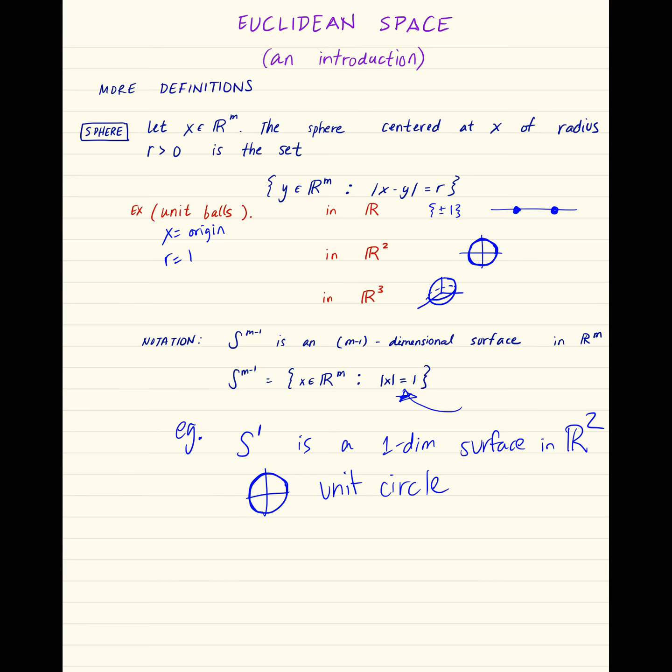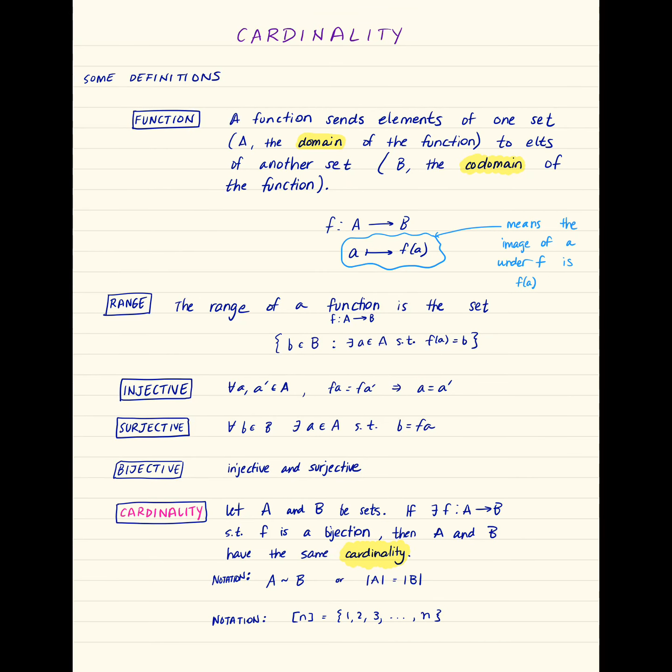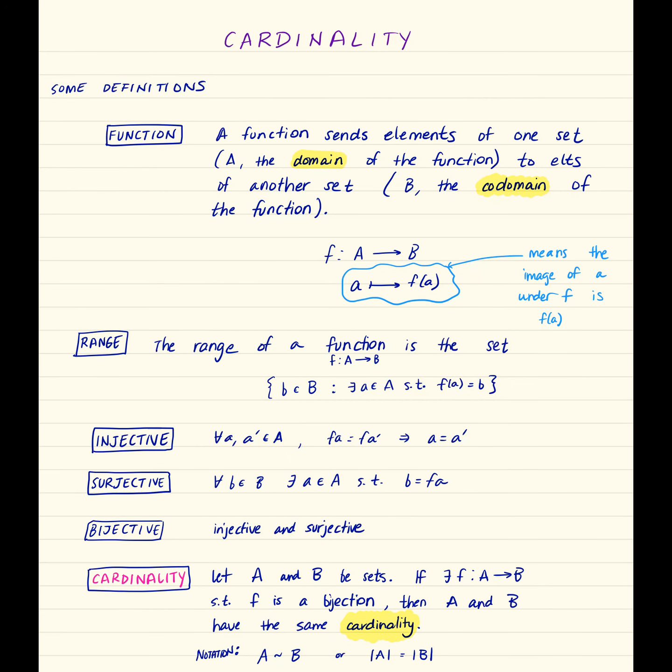All right. So I believe that is all I wanted to say about Euclidean space. And the last thing I wanted to do was to give a brief review, to get us ready to talk about cardinality by going over these definitions. Function. What's a function? It's a mapping, transformation.